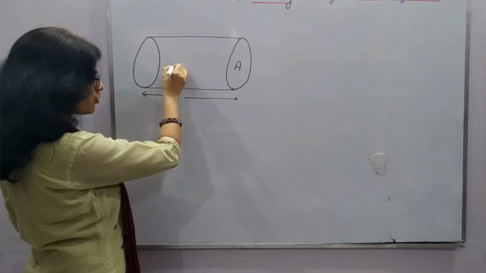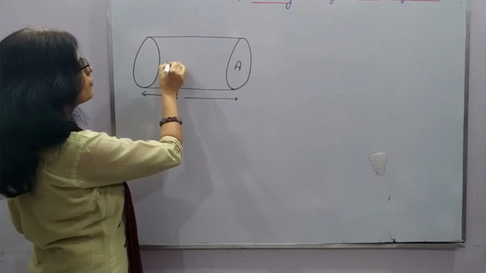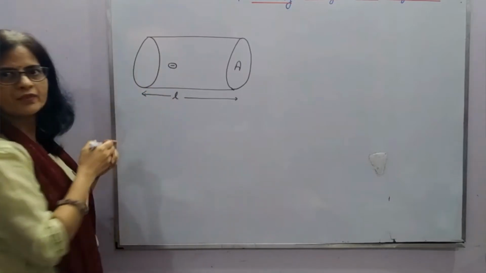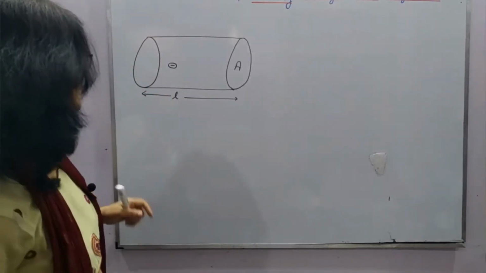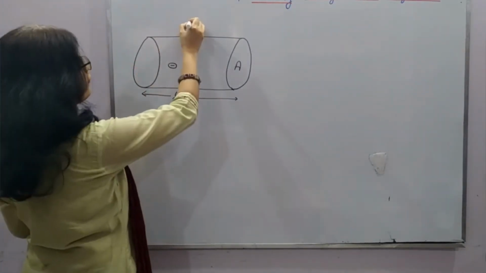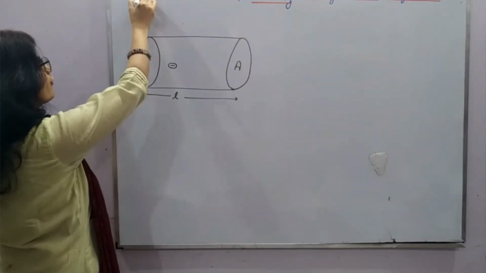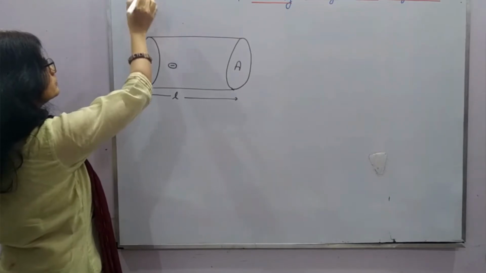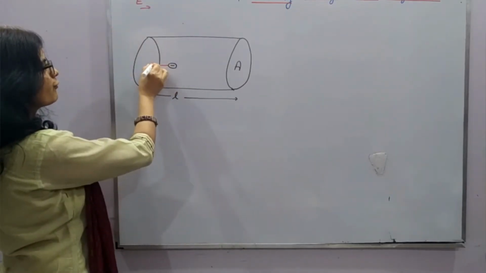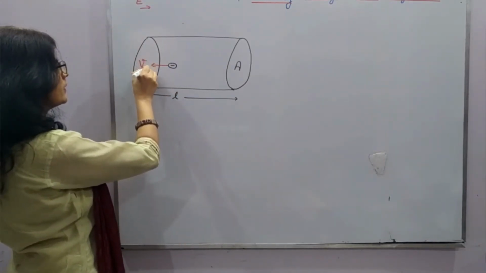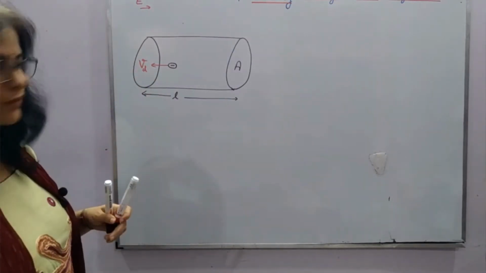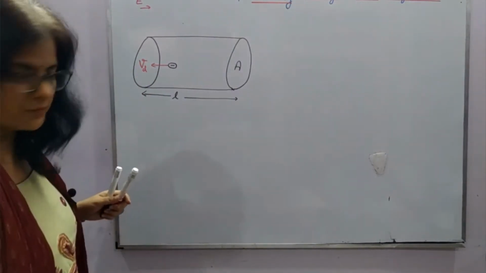We have electrons which drift in a direction opposite to the electric field. If our electric field is this way, the direction of the drift velocity will be this way, right? So what we are finding here, let me write first.